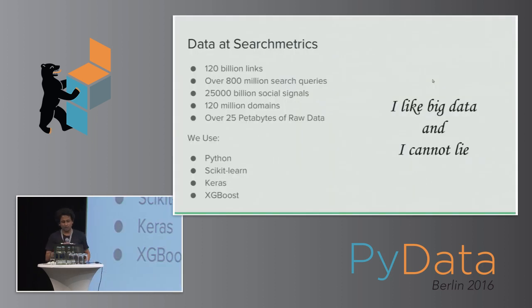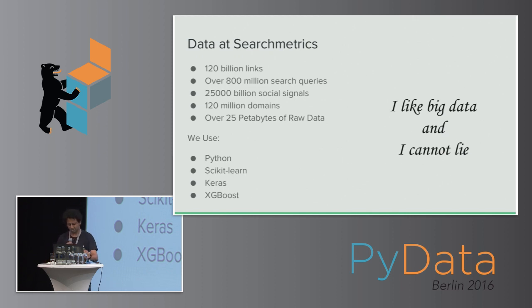So let's start with the data. Searchmetrics, the company I'm working for, has quite a lot of data. And when I say a lot of data, we have petabytes of data, and it's growing every day. With over 800 million search queries and hundreds of thousands of new queries being added every day, we need a system which classifies these search queries into categories.